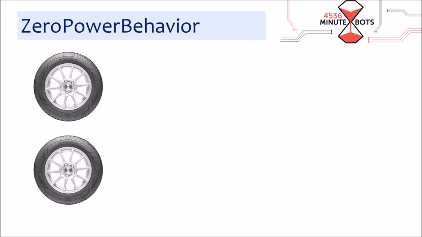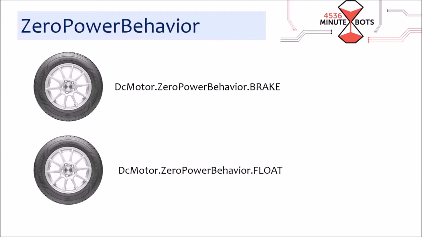Now, the zero power behavior of a DC motor is what behavior the motor does when it has zero power. That may seem obvious. Like if it has no power, it's not going to do anything. But what it specifically talks about is what behavior that motor should do when, after moving, the power is set to zero. Brake is one of the options, and the other option is float. These are the two enums. We talked about enums last time. This is a way to control data back and forth so that it's very structured. You can either brake or you can float.